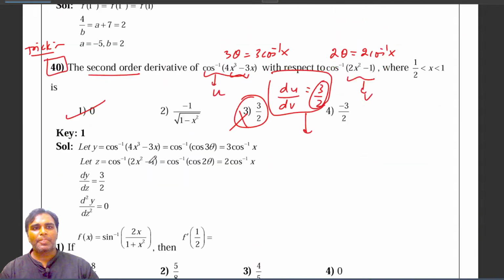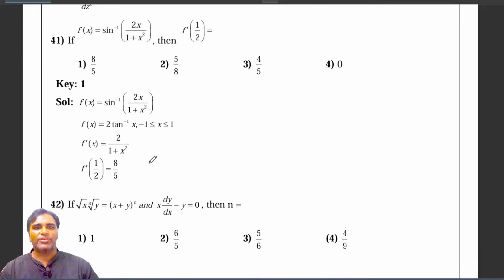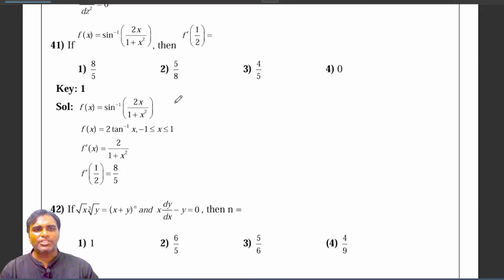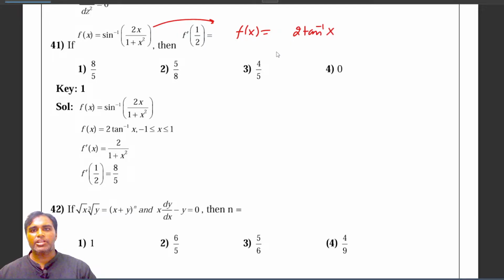Okay. Now let's come to 41. 41 is very easy. 41 to 50 we will solve now. If you can see here, fx equals sine inverse. This is nothing but the formula of 2 tan inverse x. And the differentiation of 2 tan inverse x is how much? 2 by 1 plus x square. The x value we have to put as 1 by 2. If we put it, we'll get the answer as 8 by 5. So 41 answer is that.